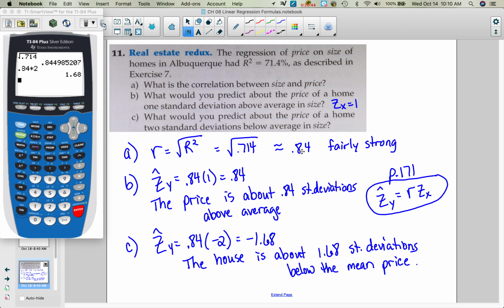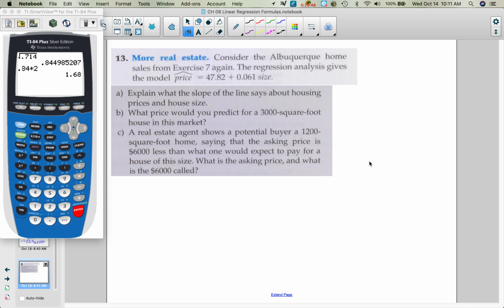Okay, so the last problem, still real estate. Consider the Albuquerque home sales from exercise 7. The regression analysis gives us this model. So now notice how they use words like I've talked about. Price hat, so that's my predicted price, equals 47.82 plus 0.061 size. So that's my explanatory. Explain what the slope of the line says about housing prices and house size.